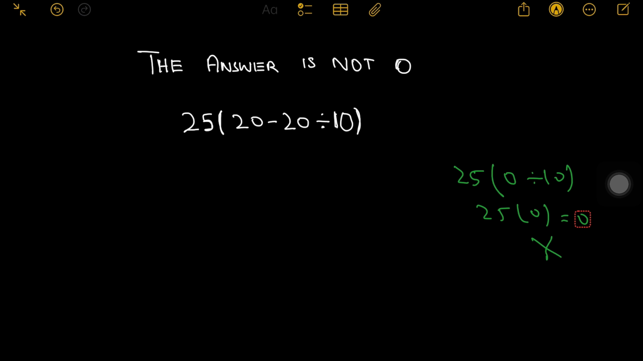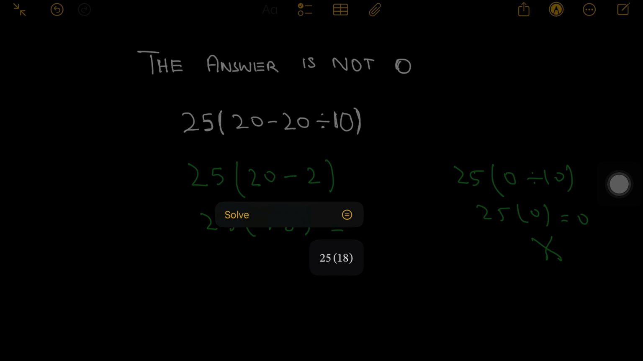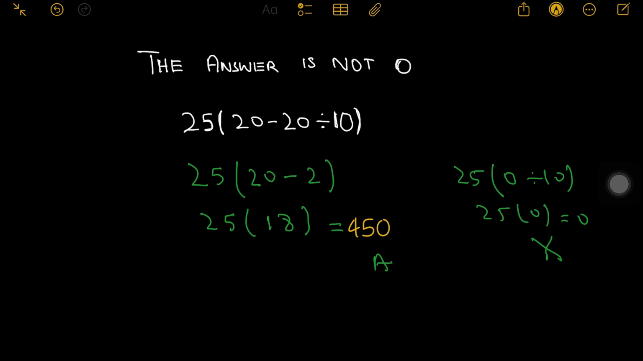So this is the wrong method. So how to find the exact solution? Here see 25. First of all, we simplify the division inside the bracket. 20 divided by 10 is 2. Okay, so here write the 2, and 25 (20 minus 2) is 18. Okay, so 25 multiplied by 18 is equal to 450. 450 is the right answer of this question.